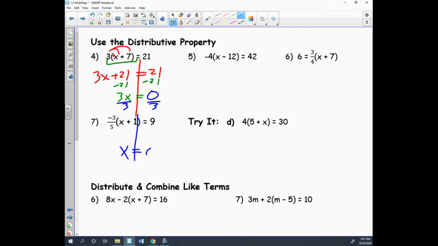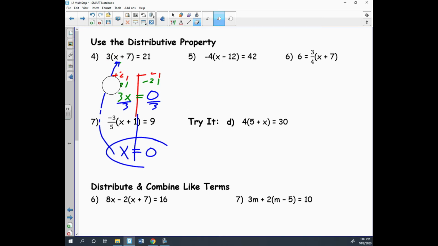0 divided by 3 is the number 0. Okay? If you're not sure, just plug 0 back in there. 3 times 0 plus 7 is 21. So it always works out, and you can always double check to make sure your answer is right.